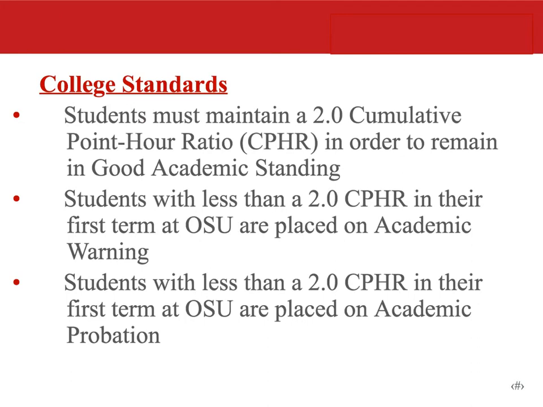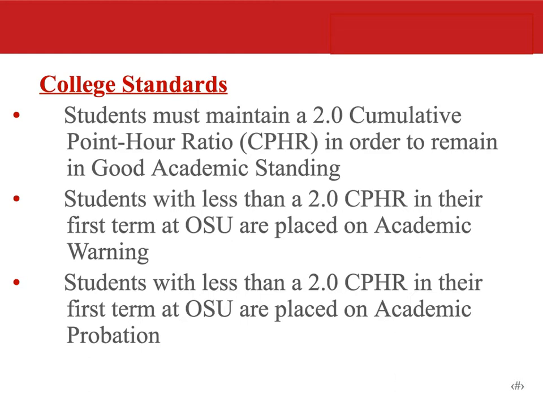So the College of Engineering requires that students maintain a 2.0 cumulative point-hour ratio, or GPA, in order to remain in good academic standing with the university. So that's a C average. So you have to make sure that in order to stay in good standing with the university and the college, that you have at least a C average in all of your classes.